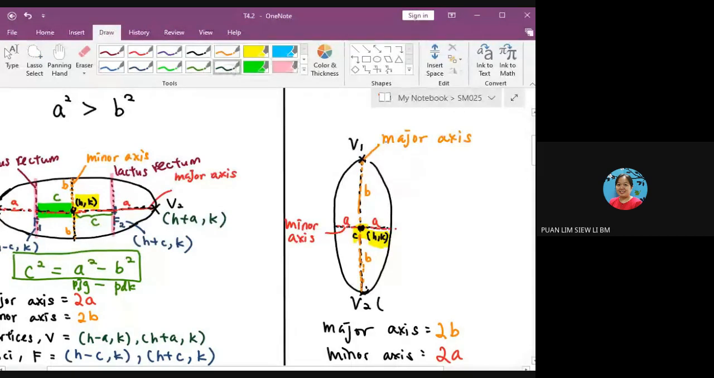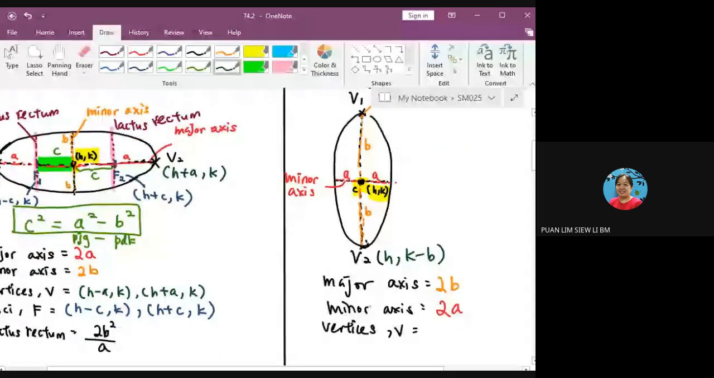So untuk vertices yang atas, dia akan jadi H, K tambah B. Koordinat H tak bertukar. Tetapi koordinat Y ini, bila dia nak anjak ke atas, so dia tambahlah B. Koordinat Y center ini K, bila dia nak ke bawah, nak cari vertices ni kan, so K tolak B. So therefore, vertices here will become H, K plus B. Another answer will be H, K minus B.